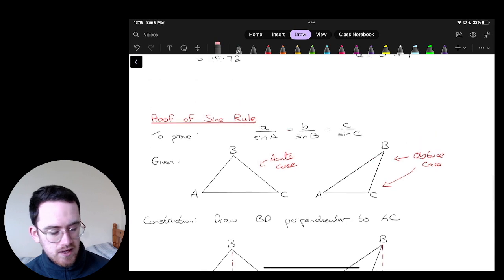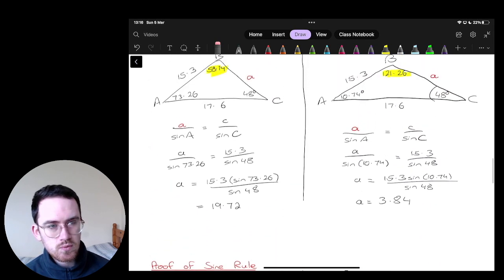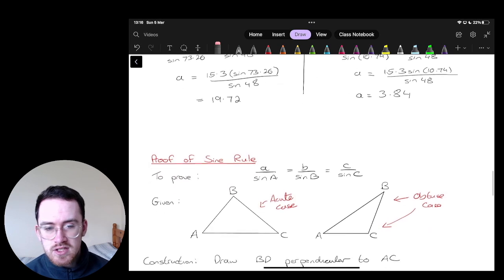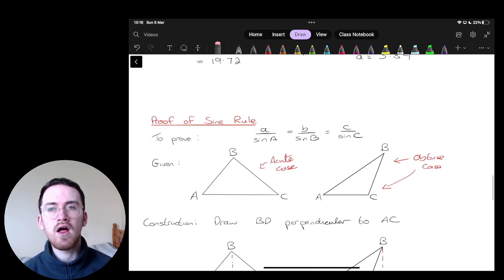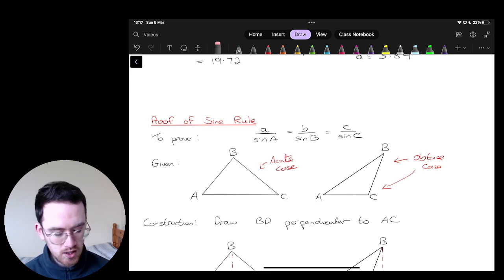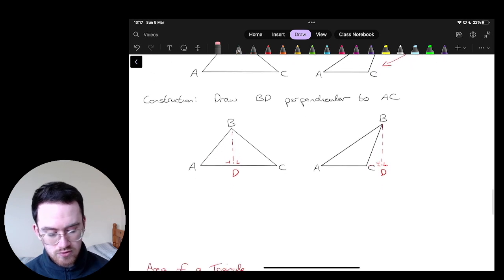This is looking back at what we did in the previous example. We had that ambiguous case where we were looking for angle B, and we saw that angle B was either going to be an acute angle or could be an obtuse angle, so it could be greater than 90. This is what we're accounting for here: if we have a triangle, all my angles could be acute or one of them could be obtuse, and that's going to affect how we prove the triangle.